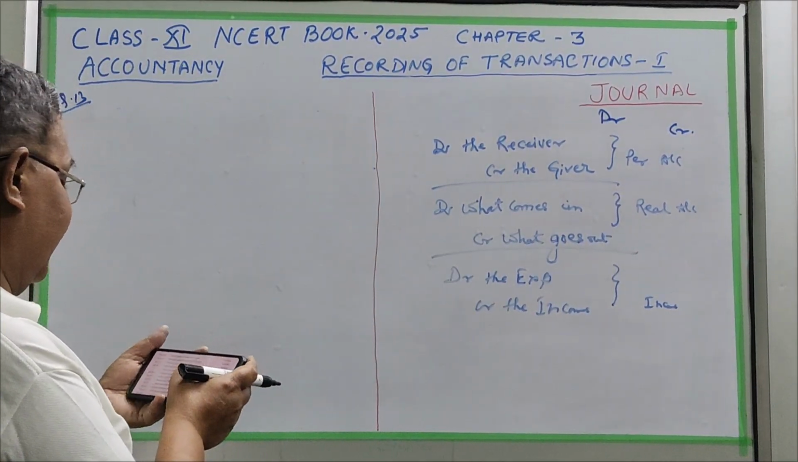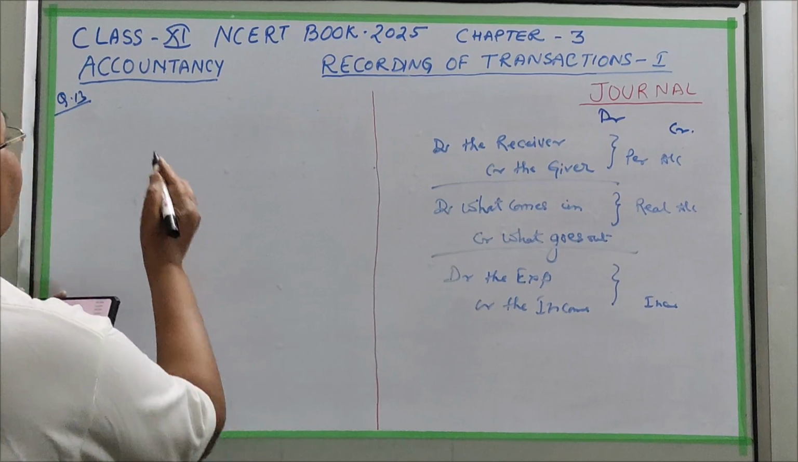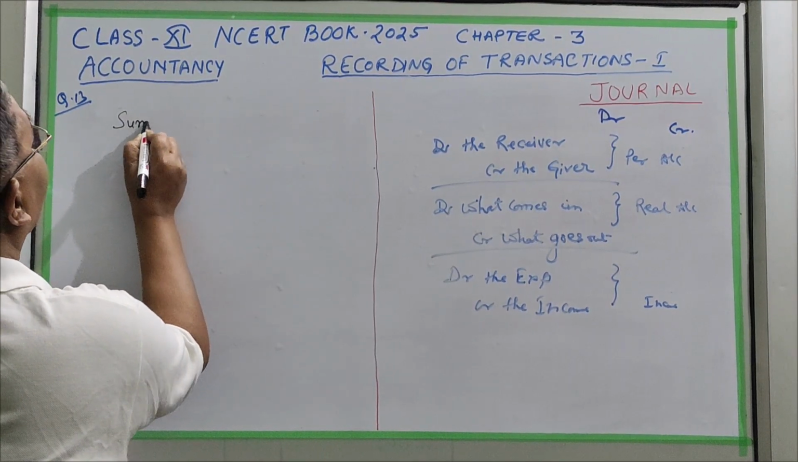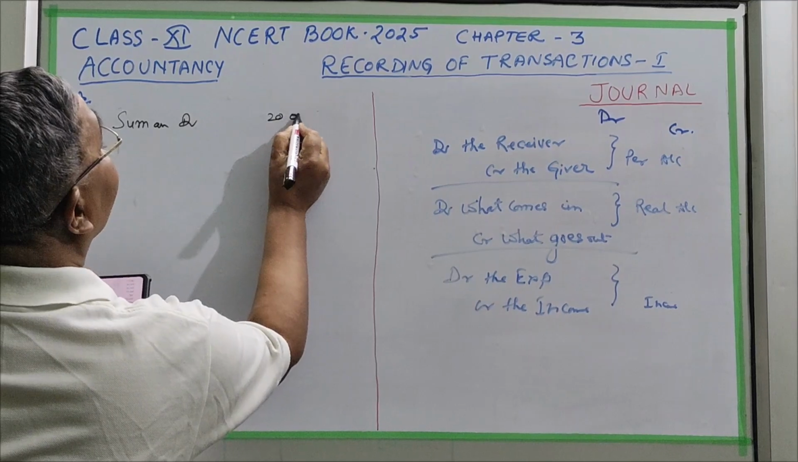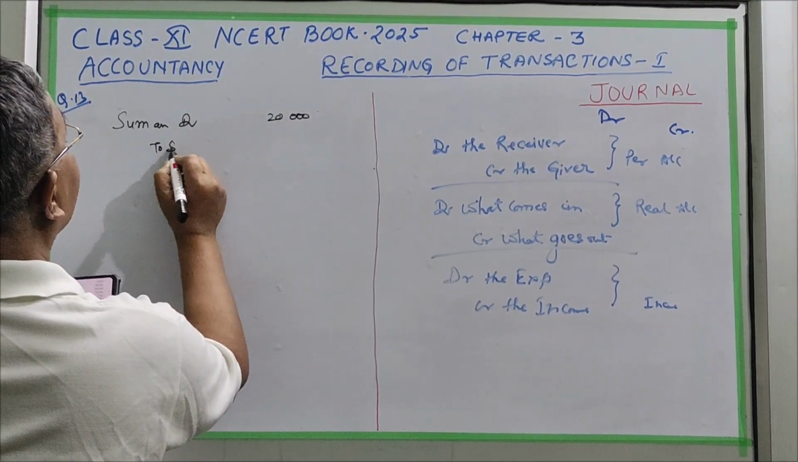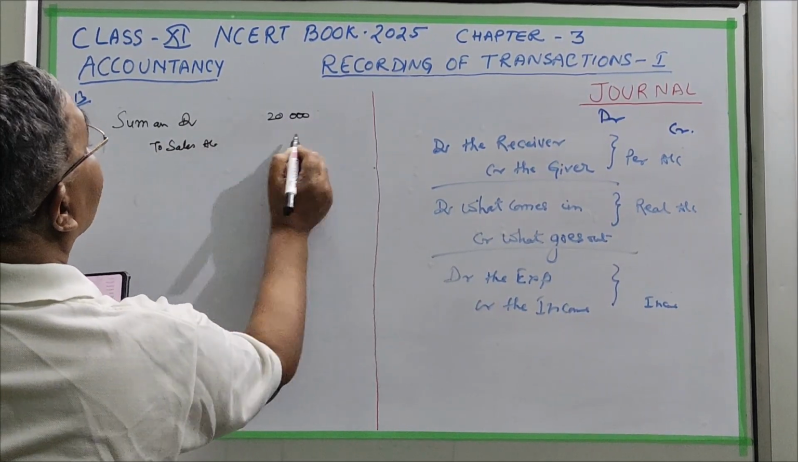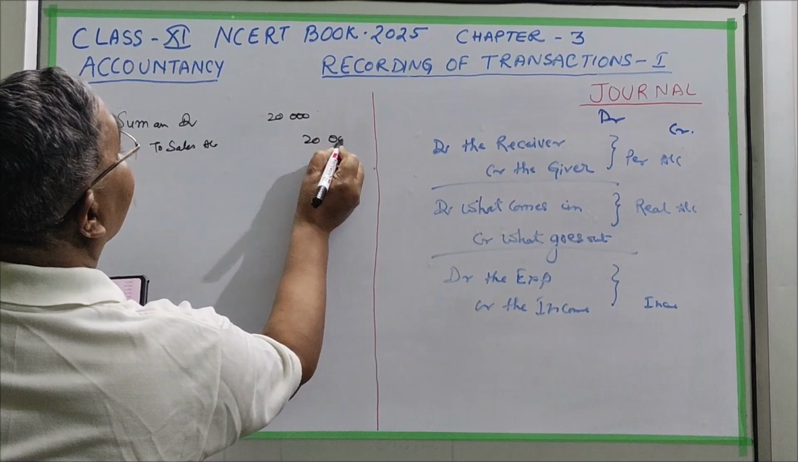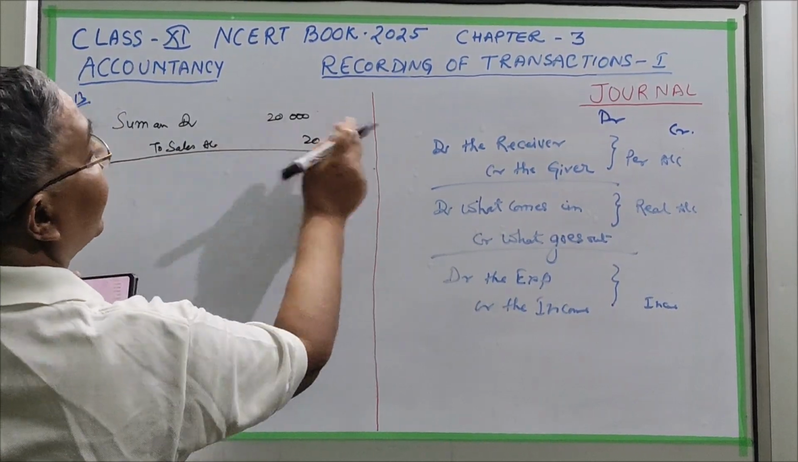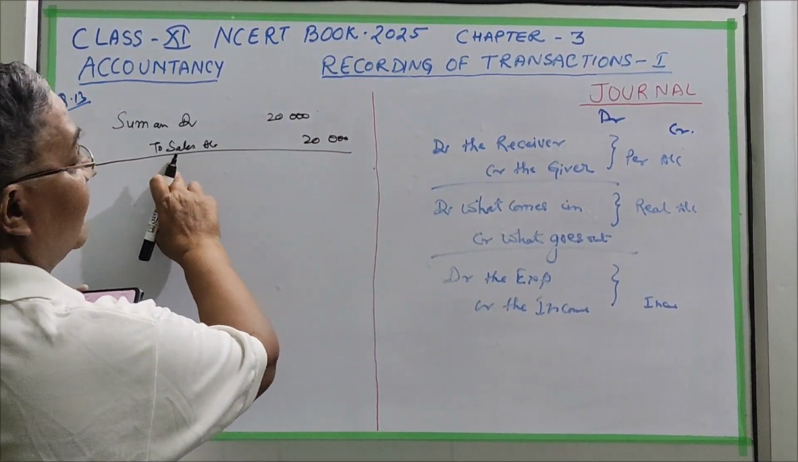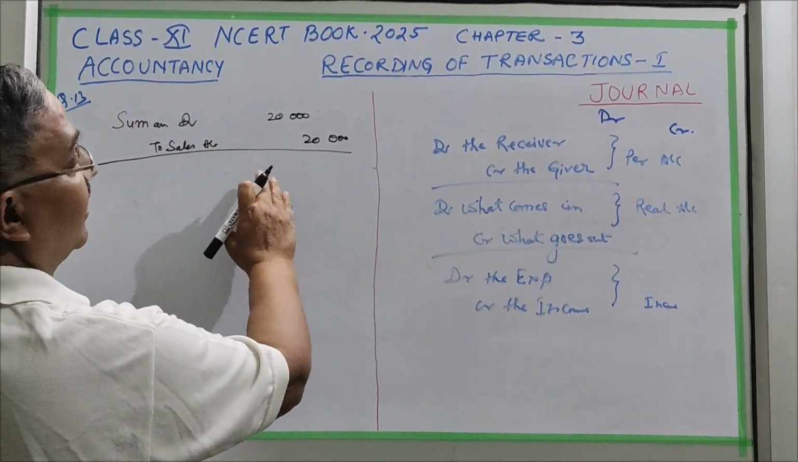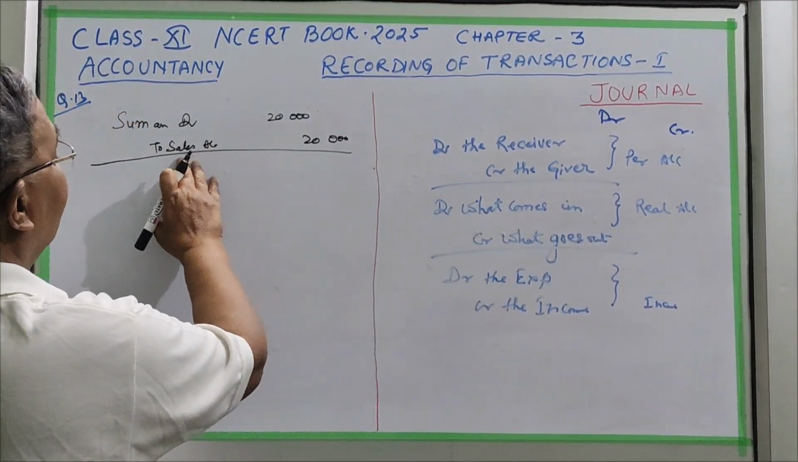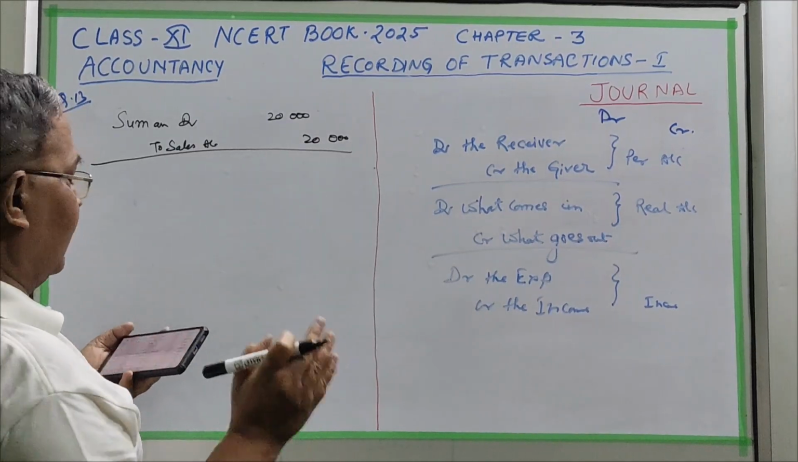Now another entry is there, sold goods to Suman. So Suman debit 20,000 rupees, to sales account 20,000. Suman debit, Suman is the receiver. Sales account, your goods has gone out. What goes out? Goods goes out. So sales account means your goods account.